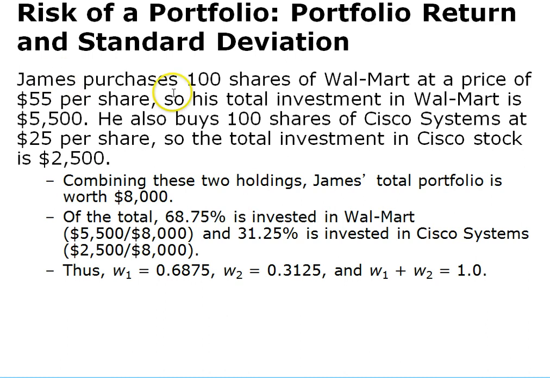So James purchases 100 shares of Walmart at a price of $55 per share. His total investment in Walmart is $5,500. He also buys 100 shares of Cisco Systems at $25 per share, so his total investment in Cisco is $2,500. So the combined portfolio is $8,000. Of the total, 68% is Walmart and 31% is Cisco. So he's just taking the total of Walmart divided by the total of the portfolio to get 68%, and the total of Cisco divided by the total of the portfolio to get 31%. Thus the weight would be 68% for Walmart and 31% for Cisco. Together, weight 1 and weight 2 are 100%.